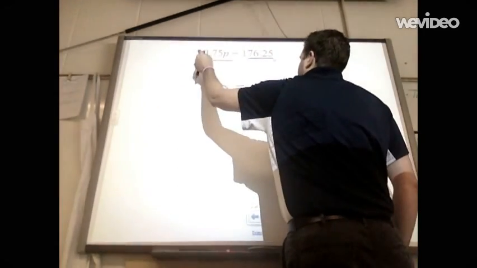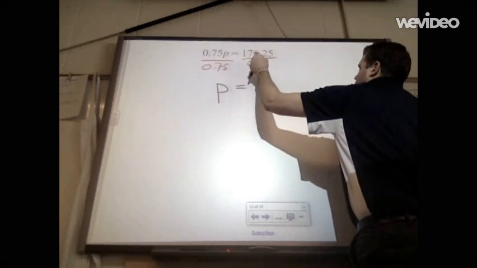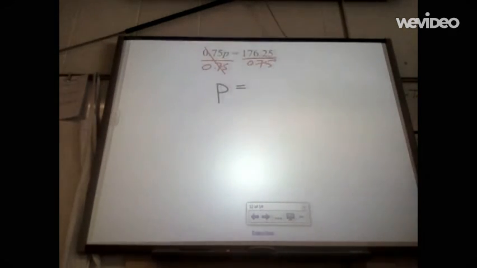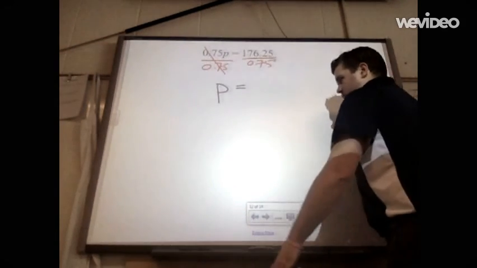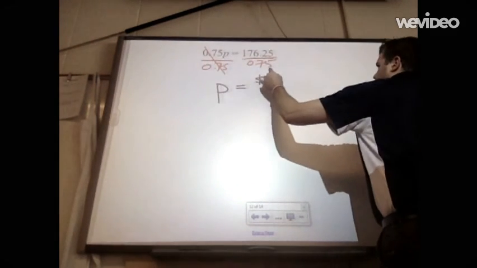Divide both sides by 0.75. So counts on the left, and you get what? You did it yesterday. What was the answer? $235.